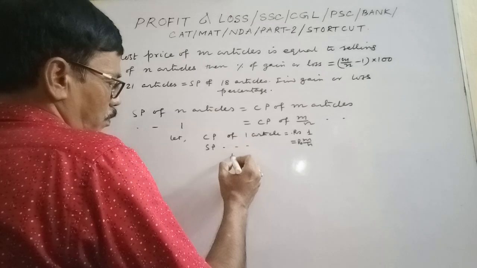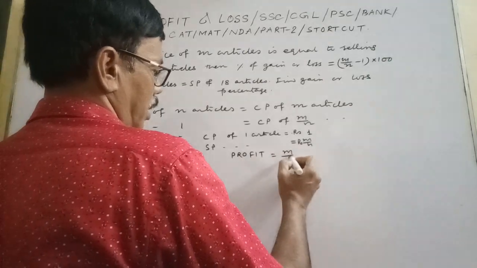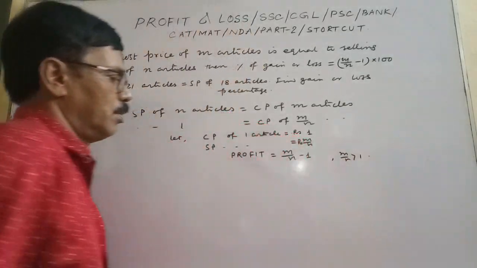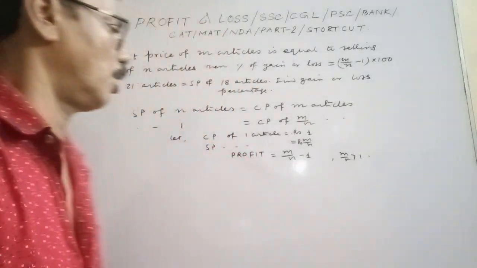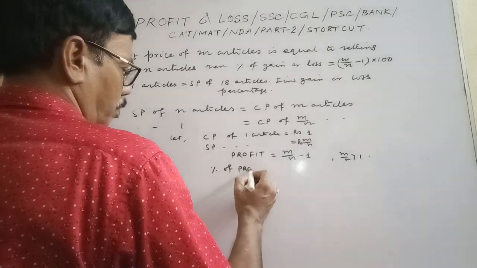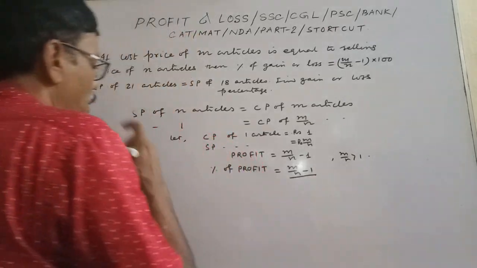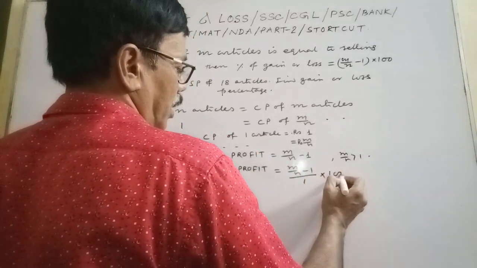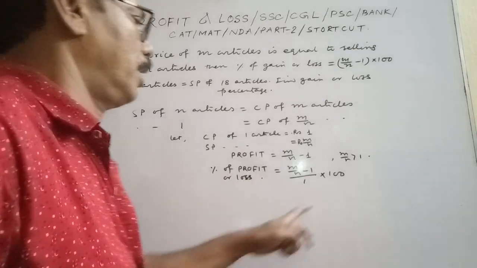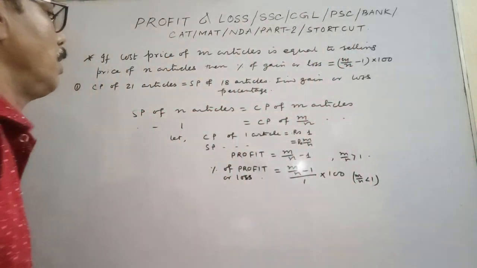So what is profit? M by N minus 1. If M by N is greater than 1, then it is profit. If it is negative, then it is loss. So what is the percentage of profit? M by N minus 1, profit by cost price 1, into 100. Or loss also, if M by N is less than 1, then you are getting loss.